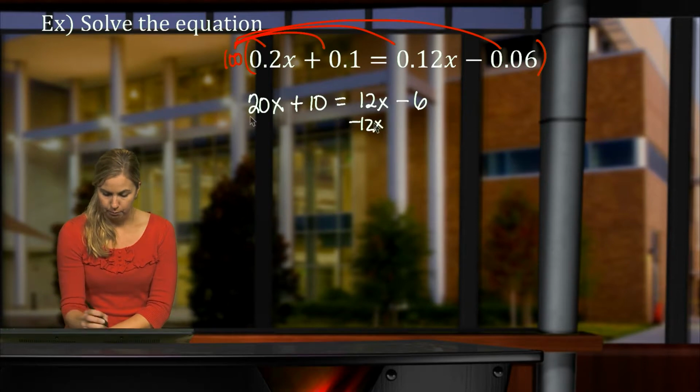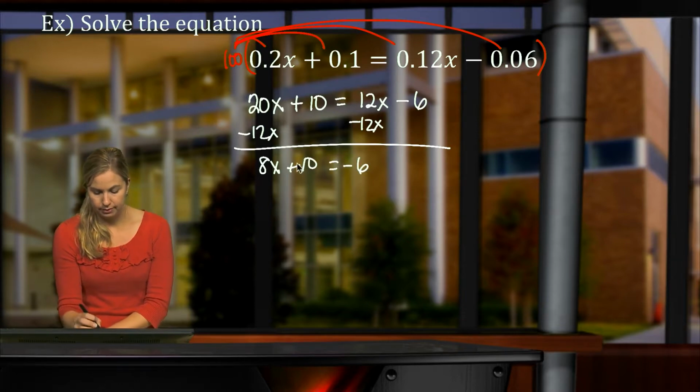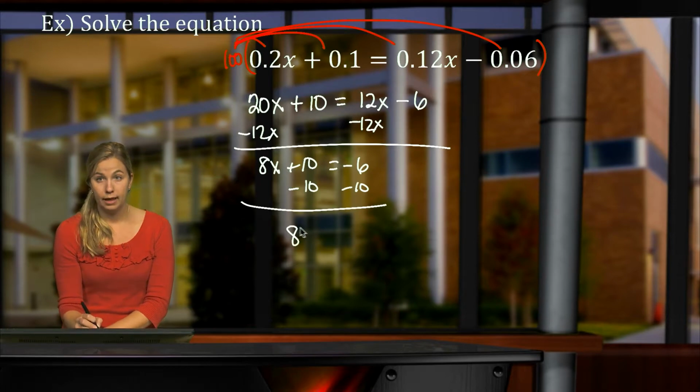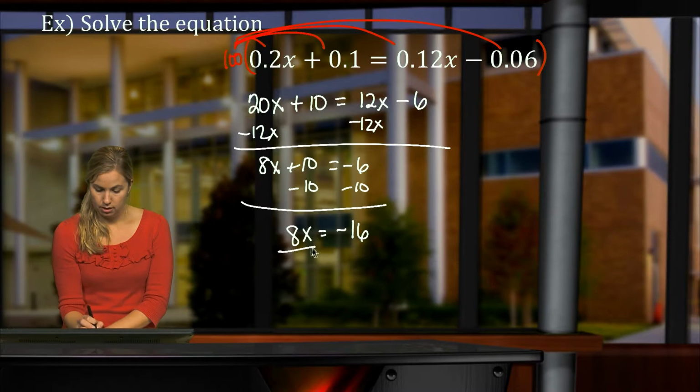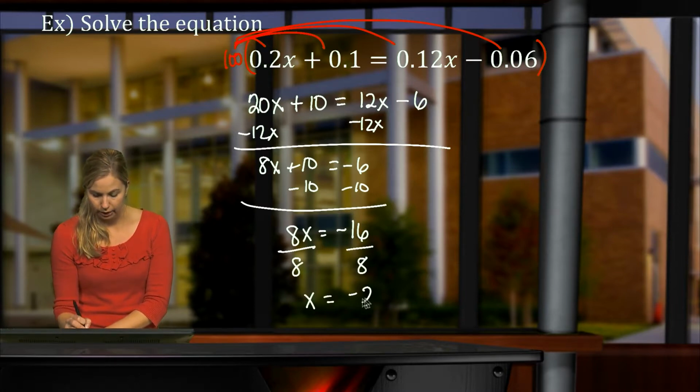Subtract 12x from both sides. 8x plus 10 equals negative 6. Subtract 10 from both sides. 8x equals negative 16. Divide both sides by 8. X is equal to negative 2.